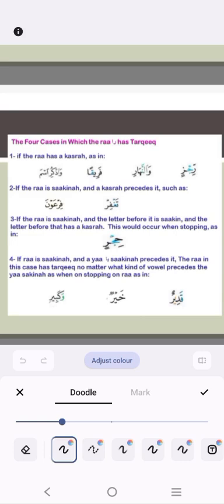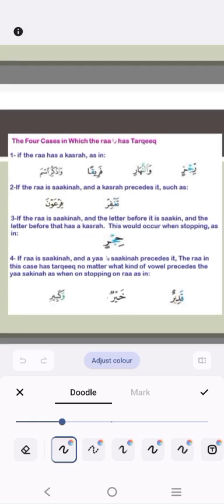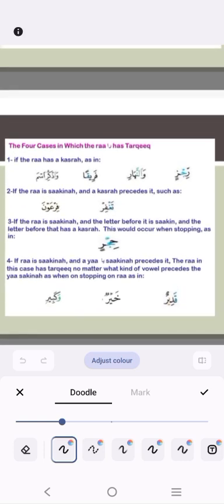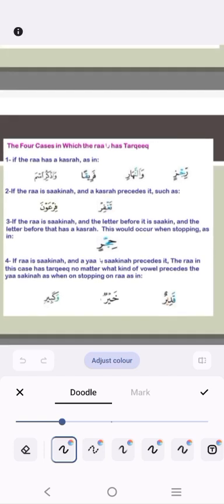Taghfir, fir'auna. And number three: if the ra is sakin, the letter before it is sakin, and the letter before that is having kasra, this would occur when stopping on this word. In the example, if we stop at ra, we will read ra light. But if we are not stopping, then in that case also we will read ra light.